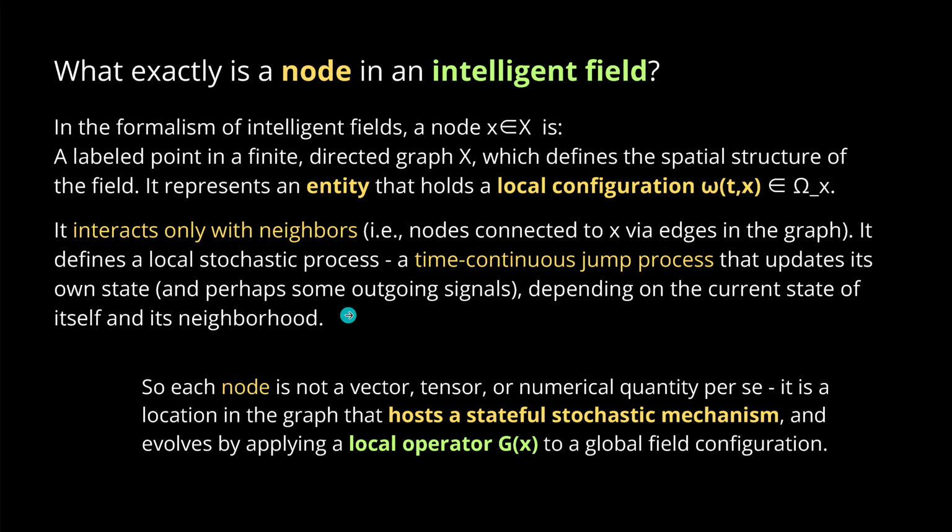So this is classic, this is graphs, you know this. It's the same guiding mechanisms. It's a little bit technical because a node is not a vector, it's not a tensor, it's not any numerical quantity per se that you know from classical AI, from the legacy AI. It is a location in the graph that hosts stateful stochastic mechanisms. And it has a dynamic, it evolves by applying a local operator, g of x, to a global field configuration. So this is where the dynamic picture comes in, and I think we have to look at this a little bit more.